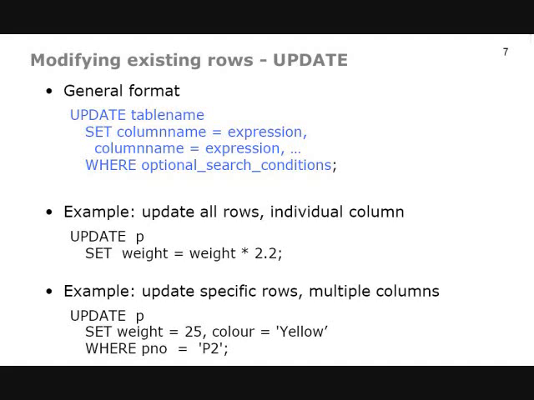If I want to update specific rows on more than one column, I can say update P, set weight equal to 25, color equal to yellow, so I'm updating two different columns, and I could have a weight condition. So only for the parts that are equal to some value. That means I'm not updating all of the tuples, I'm only updating the tuples that meet that condition. In that case, there's only one part that is going to have P2, so I'm only going to update one tuple. So I can update individual tuples, sets of tuples, or all the tuples, depending on the condition that I use. Are we all happy with that? I'm looking across for understanding faces, as I have to assess if you look puzzled or you look like you're understanding.